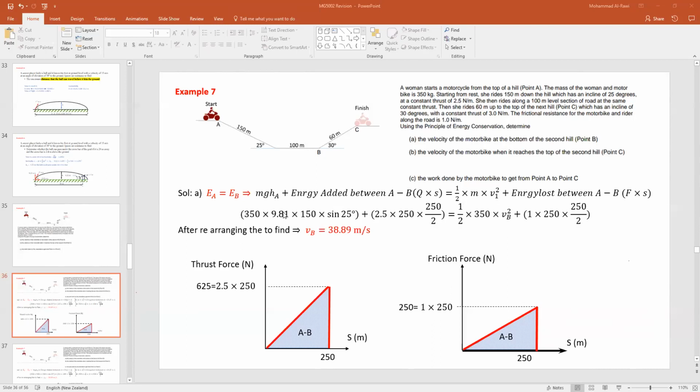So if we try to solve the first one, and since she's starting from that point, there is no kinetic energy, velocity is equal to 0. So potential energy is 350, the total mass, the lady and the motorbike, times gravity acceleration, times the elevation. We just need to use trigonometry. So 150 sine 25 degrees plus.